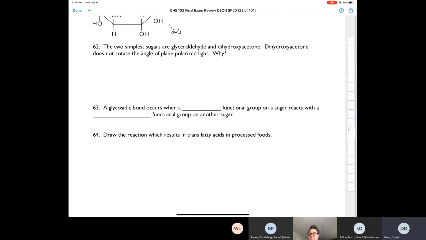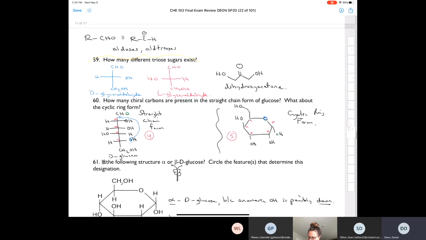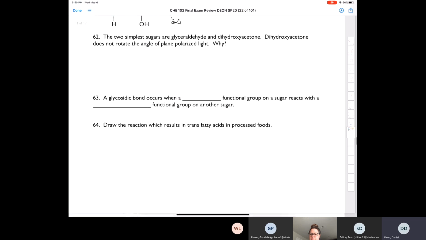Question 62. The 2 simplest sugars are glyceraldehyde and dihydroxyacetone. We looked at dihydroxyacetone earlier. It's this molecule here. I'll redraw it, but just so you have that bug in your ear. Dihydroxyacetone does not rotate plane polarized light. Why is that? I'm going to redraw the structure, and I want somebody to tell me why this doesn't rotate plane polarized light.